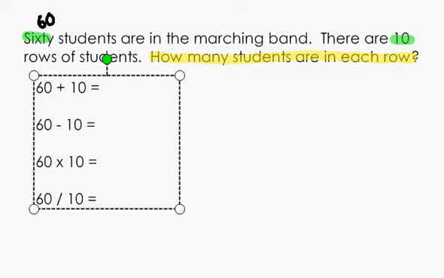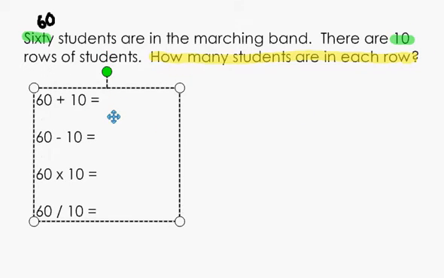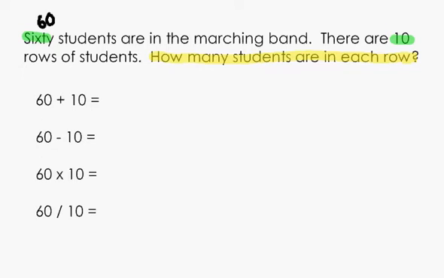So we know that these are the different operations that we could be using to solve the problem. Let's see if we can figure this out. If I added 60 plus 10, I would get 70. Is it possible that there are 70 students in each row? No way. That answer doesn't make sense because there are only 60 students altogether in the band. There can't be 70 in each row.